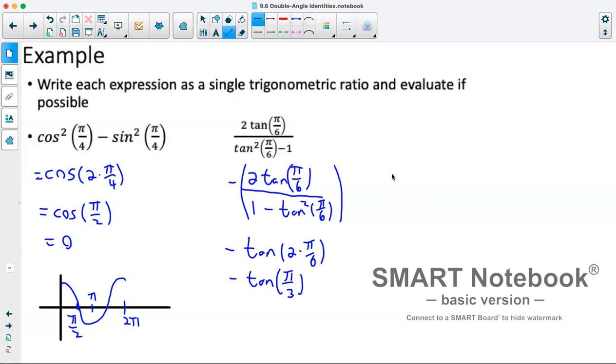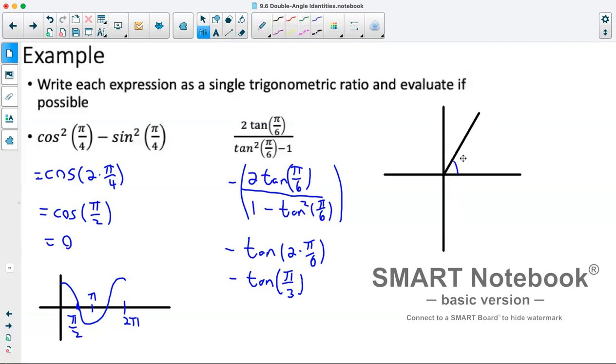Now, if we were to draw out that pi over 3, it would be roughly here. It's one of our angles in a special triangle, so we know this side is square root of 3, this side's 1, this side's 2. Tan is our opposite over adjacent. So we've got negative root 3 over 1, so it equals negative square root of 3.